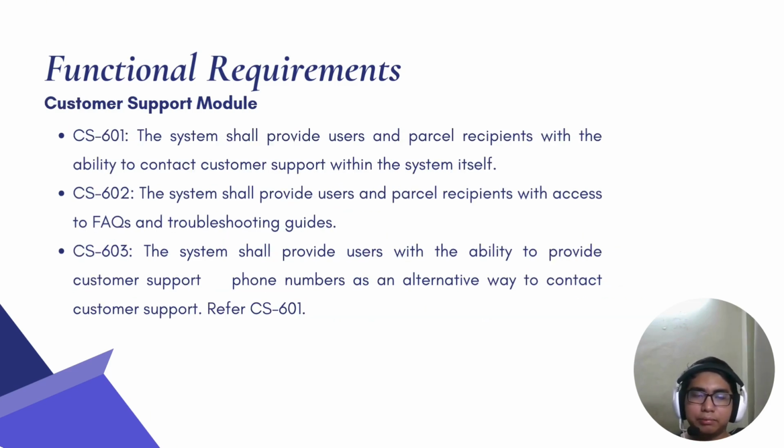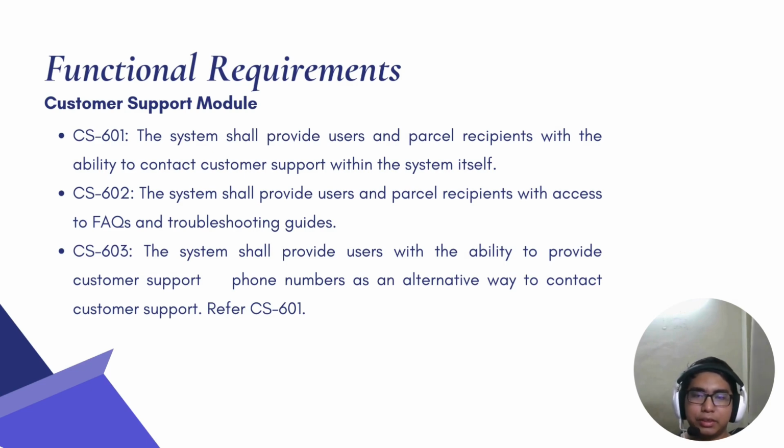Lastly, we have the customer support module in order to implement customer support function for the users. First, we have the system shall provide users and parcel recipients with the ability to contact customer support within the system itself. Next, the system shall provide users and parcel recipients with access to frequently asked questions and troubleshooting guides. And lastly, the system shall provide users with the ability to provide customer support phone numbers as an alternative way to contact customer support. This can be referred to CS601, the first requirement of this module.